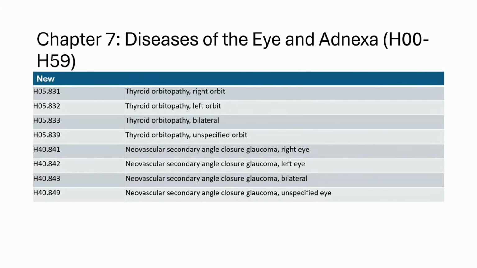So making sure that we have the appropriate documentation from the providers that specifies thyroid orbitopathy when they have that. Neurovascular secondary angle closure glaucoma is a severe form of glaucoma caused by new abnormal blood vessels that block fluid drainage in the eye. And again, codes are broken down by right eye, left eye, bilateral, etc.